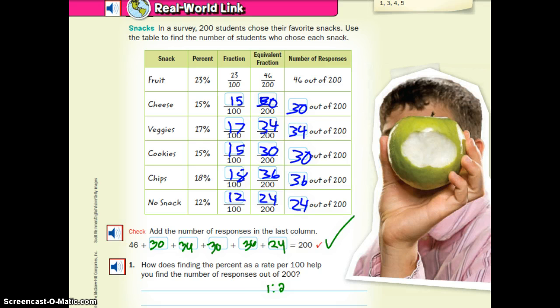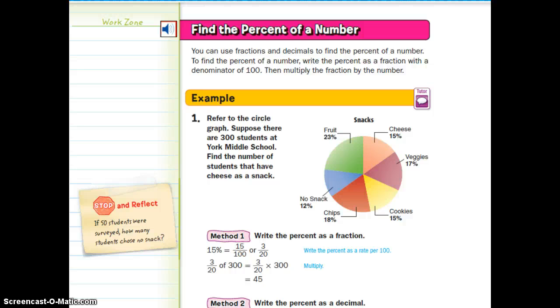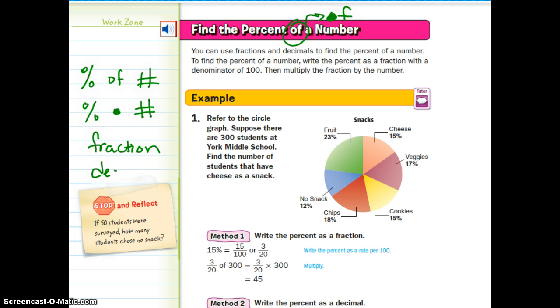Turn the page. All right, to find the percent of a number. Oh, that's a key word: of. And if I fill that O in, it becomes, you guessed it, multiplication. So to find the percent of a number is the same thing as saying percent times the number. And we have two choices when we do this. We have the choice of either converting it to a fraction or a decimal.